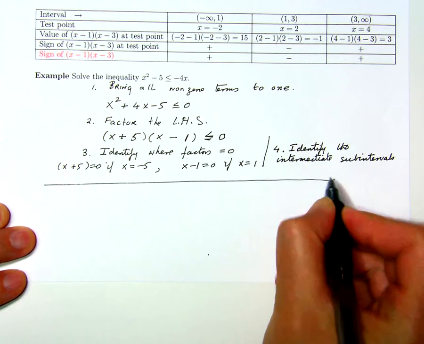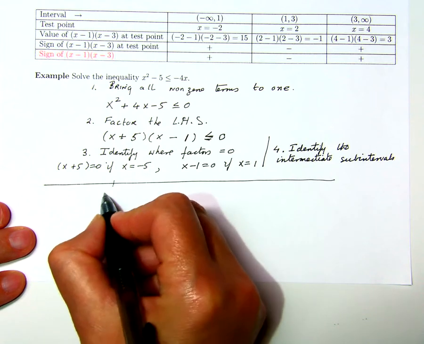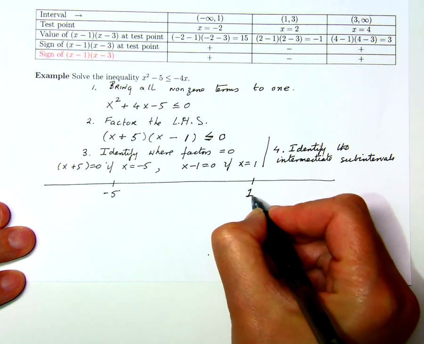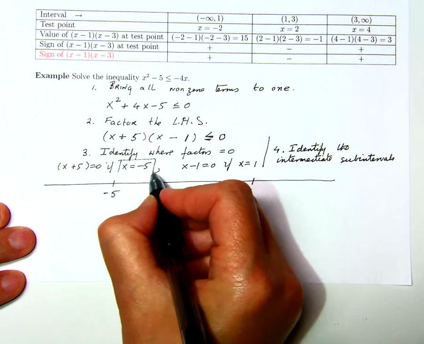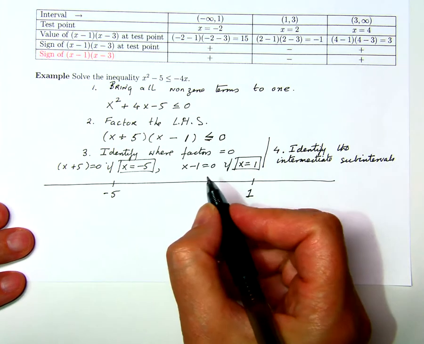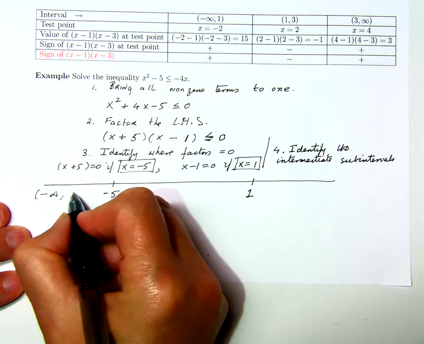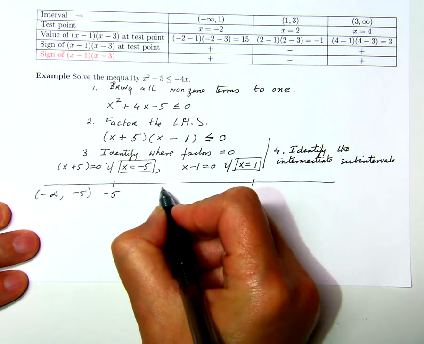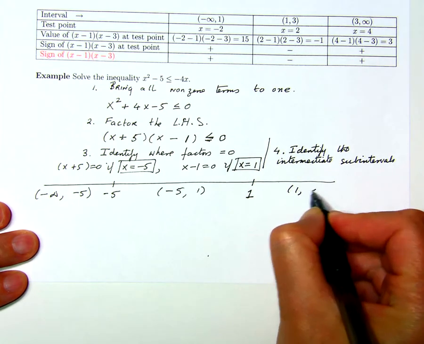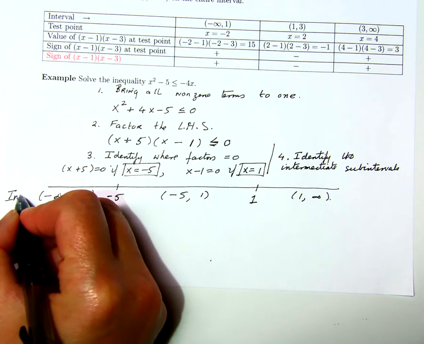Well, we can draw a number line, and our points of interest are x equals minus 5 and x equals 1. Those were the points where the factors may switch sign. And our intermediate subintervals, the first one runs from minus infinity to minus 5. The second one from minus 5 to 1. And the third from 1 to infinity. So these are our intervals.